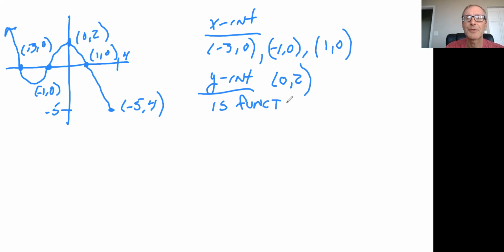And if you did the vertical line test, you would see that every vertical line would only pass through 1 point or 0 points. If you go farther on, I have this backwards as well. Sorry about that. This should be x is 4 and y is -5. I had that backwards. So next question.